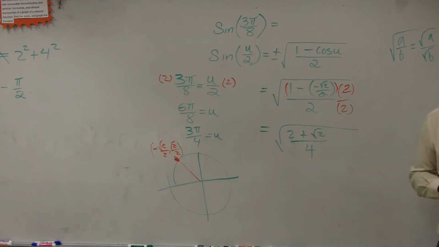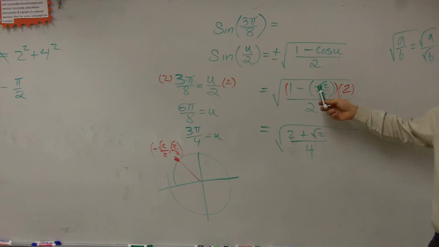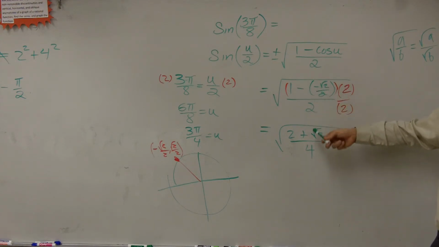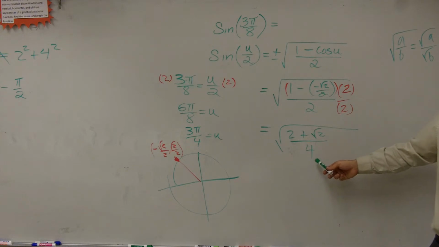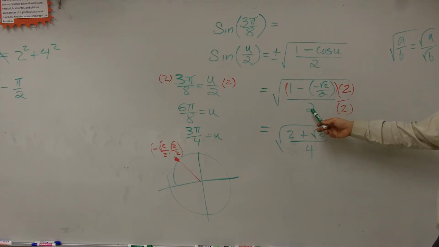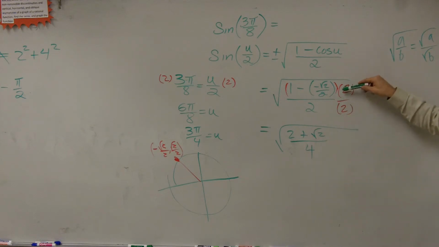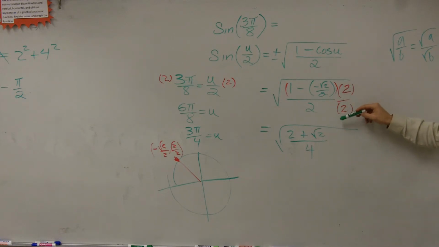Why didn't you just cancel out the 2 and get rid of it? Remember, 2 times negative square root of 2 over 2, the 2's are going to divide to 1. So that's why I'm just left with the square root of 2. No, I'm talking about the denominator. Yeah, 2 times 2 is 4. No, because that's 2 over 1, and that's really 2 over 1. You're multiplying the 2 on the numerator and multiplying by 2 on the denominator.